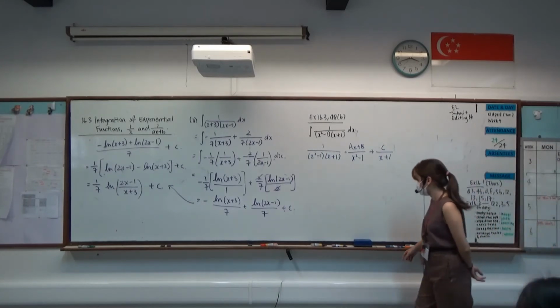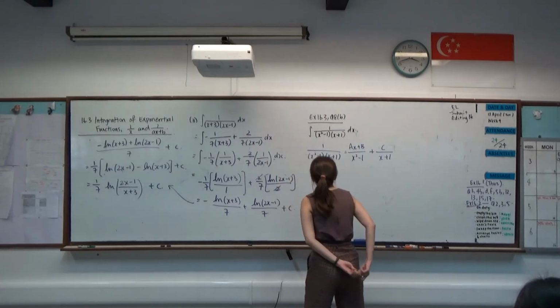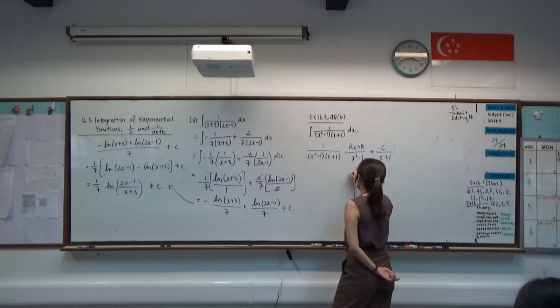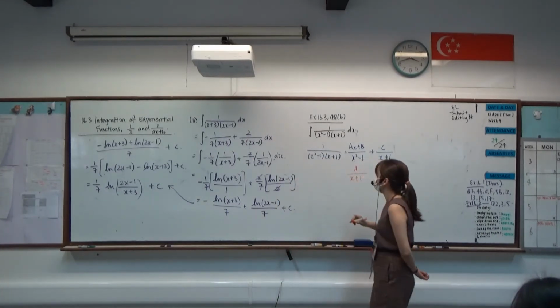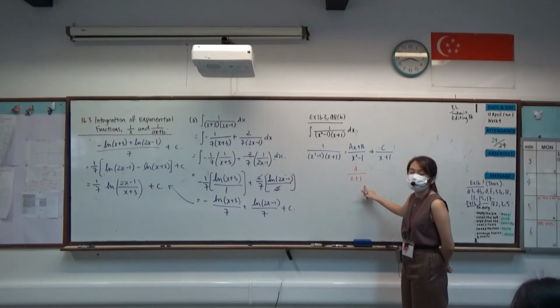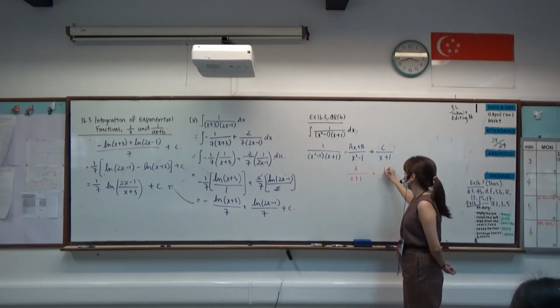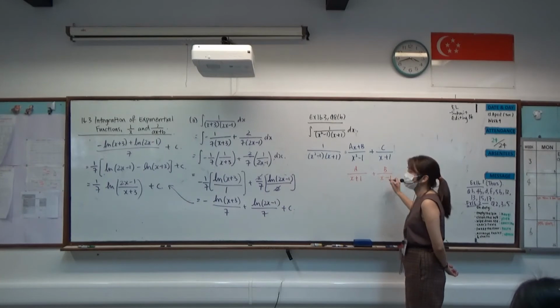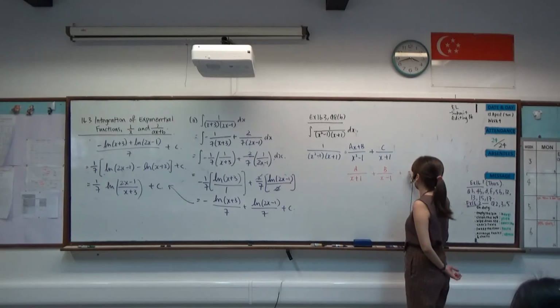Joseph, since you disagree, what was your recommendation? A over x plus 1, over x minus 1. Sorry, A over x plus 1 then? B over x minus 1. B over x minus 1. And then C over x plus 1 squared.